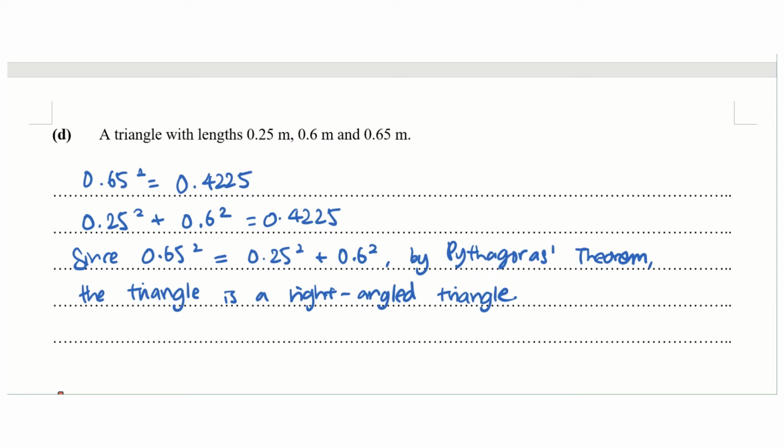Moving on to part D, we are given a triangle with lengths 0.25 meters, 0.6 meters, and 0.65 meters. So we will also identify which is the longest side, and that will be 0.65 meters. So that will be the hypotenuse. So we find out what is 0.65 square. That will give us 0.4225. You may of course leave it as a fraction, that will also be fine. And then after that, we take the remaining two sides, we square them, then we sum them up, and we also get 0.4225. So we see that both of the values are equal, and by Pythagoras theorem, the triangle is going to be a right angle triangle.